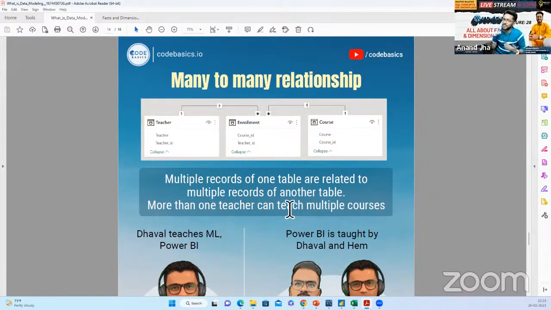More than one teacher can teach multiple courses. So one teacher can be enrolled in multiple courses. So 1 to star and star to 1. Can you see this? 1 to star, 1 to star. One teacher can be enrolled in multiple courses, and one course can be given to multiple teachers.